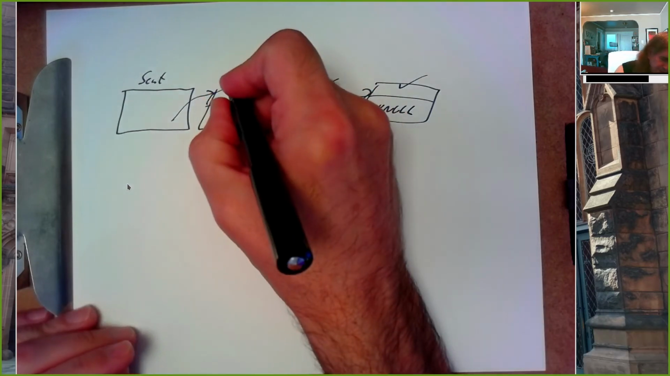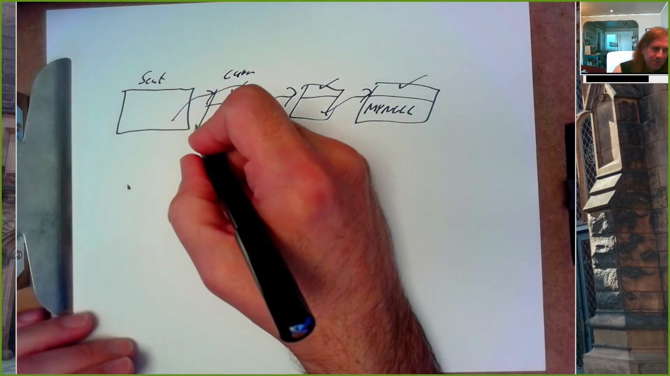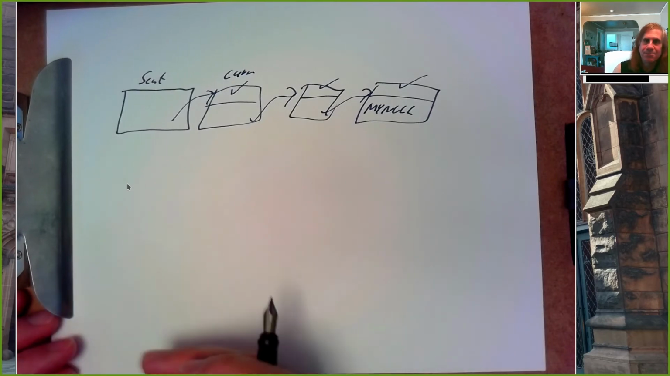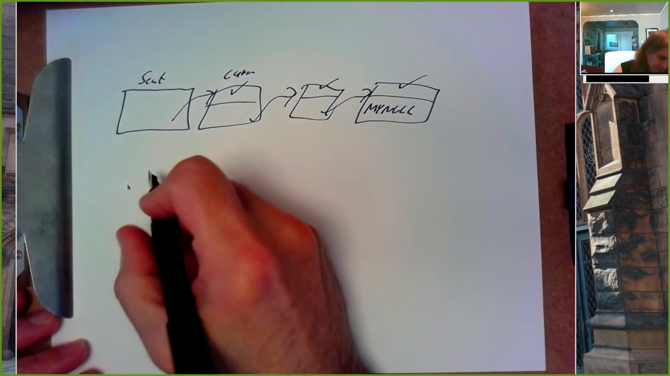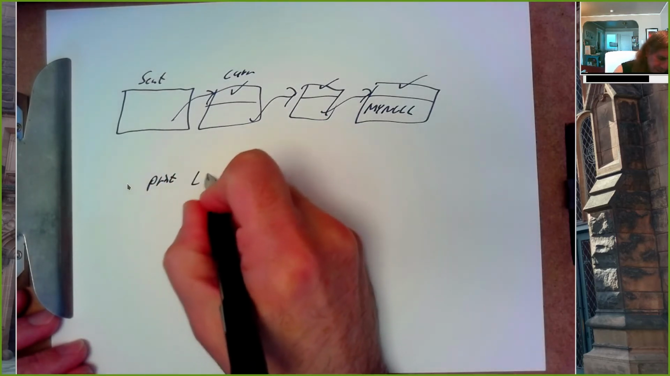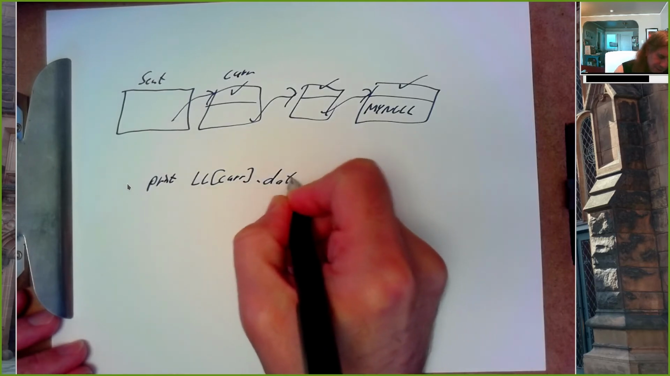So I'm going to have some variable current, which I'll use to represent the index of the node that I'm about to print out. So I'm going to print ll bracket current dot data.